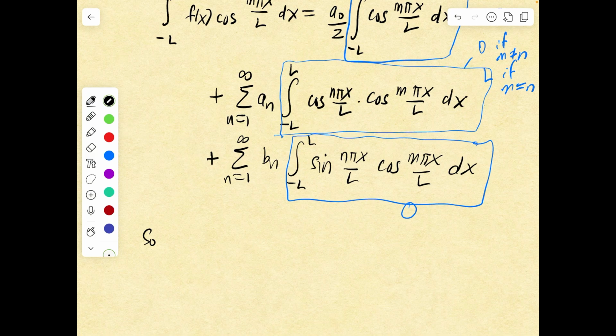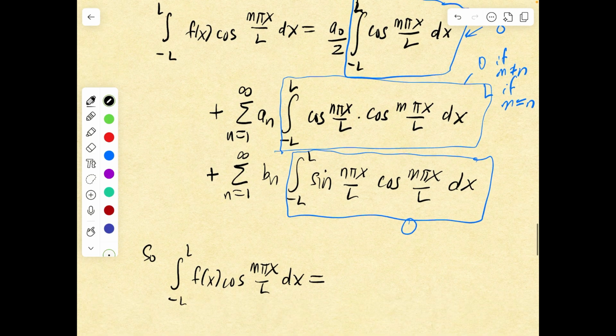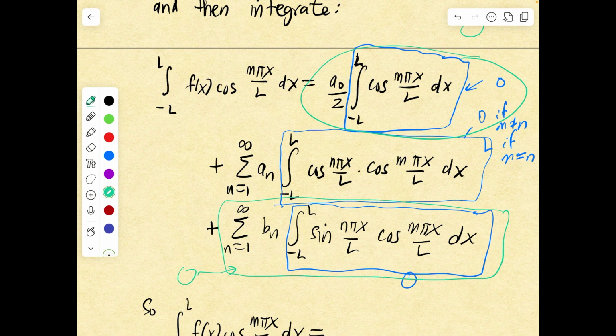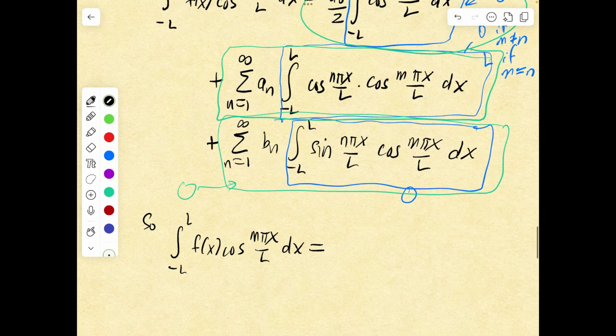Because m is at least 1, this integral here, in the previous video we went over the product to sum formula. There's a formula for the product of two sines, sine ax times sine bx. I'm just going to use the formula here. You replace this product of sines using the product to sum formula, and then you're going to get a sum, and then you can similarly handle this integral.